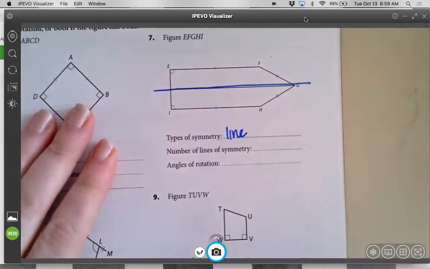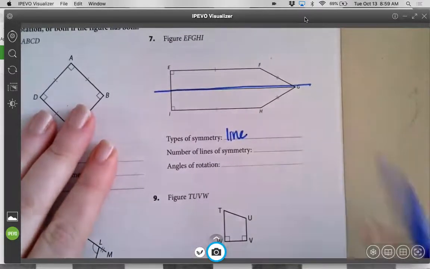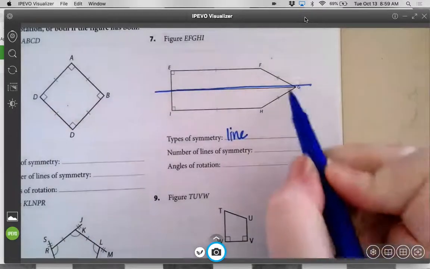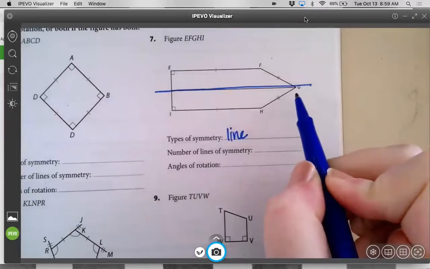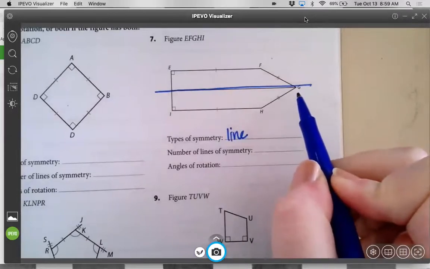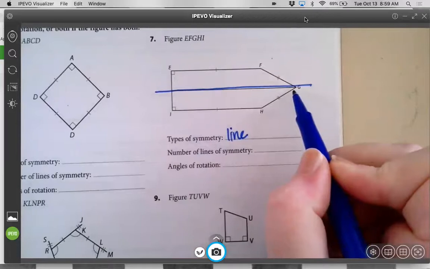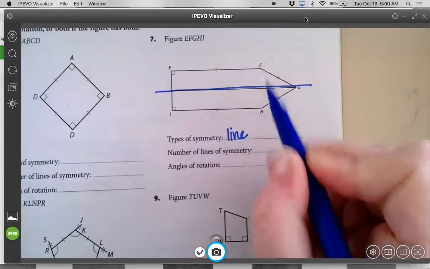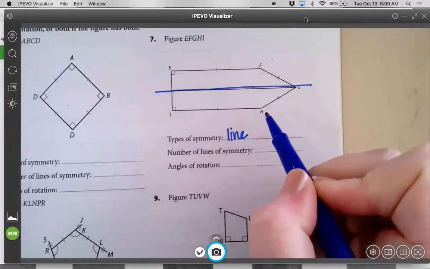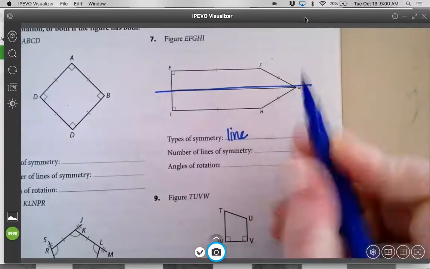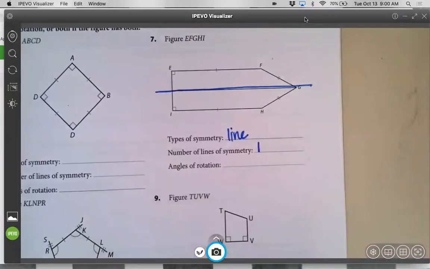Are there any other lines of symmetry on number 7? What I tend to do is pick a point like G, and I try to figure out where else I could match this point. As I look around on these other corners, I don't have anything else that's going to match this. So I can fold this figure in half like this line indicates, but that's the only thing I can do because nothing else is going to match G. So I just have one line of symmetry, and it's the one that's drawn.